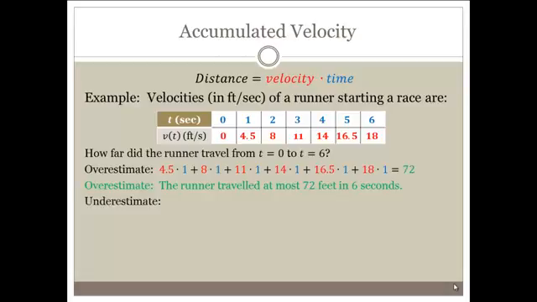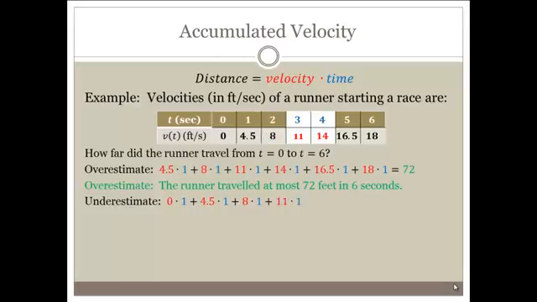Let's now compute our underestimate in a similar fashion, except here, in each time interval, we will use the smaller velocity. Doing this, we get that the runner traveled 0 feet per second for 1 second over the first time interval, 4.5 feet per second for 1 second in the next time interval, followed by 8 feet per second for 1 second, then 11 feet per second for 1 second, 14 feet per second for 1 second, and finally in our last time interval, they traveled at 16.5 feet per second for 1 second.